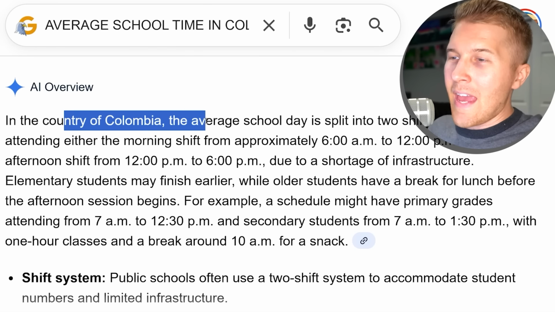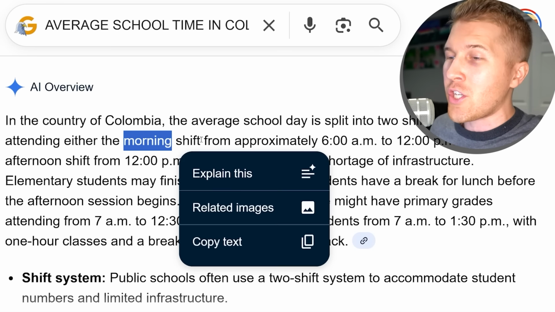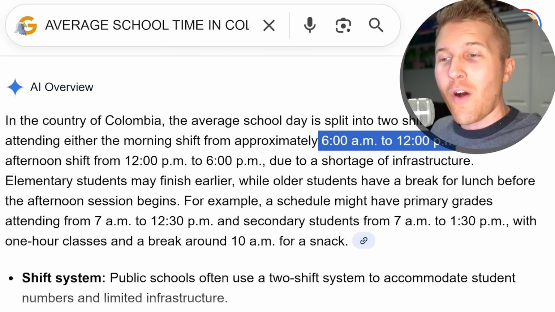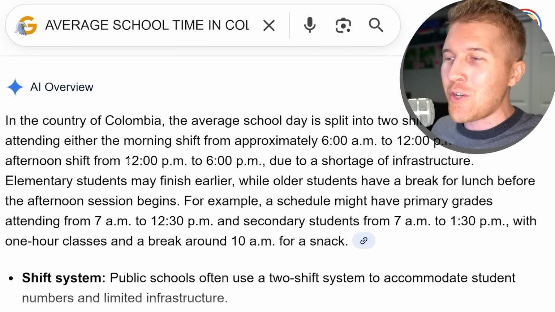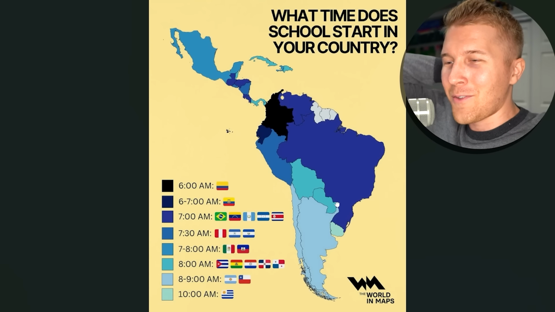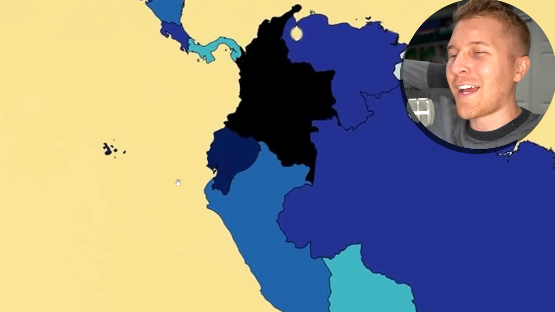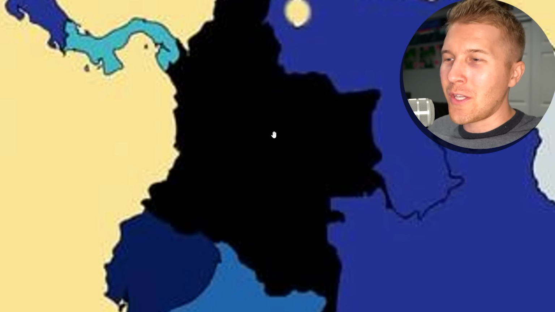In the country of Colombia, the average school day is split into 2 shifts, with students attending either the morning shift from 6 a.m. to 12. Oh, I was right. Or you can do the afternoon shift. That's crazy. What the hell? That's actually based. Damn, I wonder what I would have chosen. Actually, I'm stupid. Obviously, I would have chosen 12 to 6. I was just stupid like that. All right, if you have a choice, Colombia, that's kind of cool. I actually like this now. How is everyone literally not choosing, though, 12 to 6?